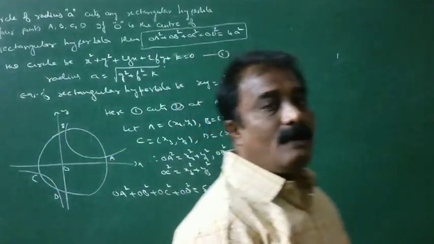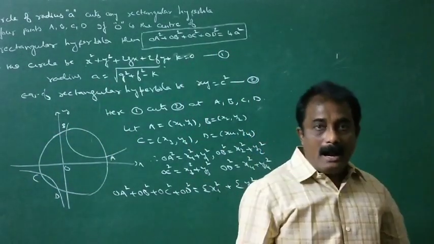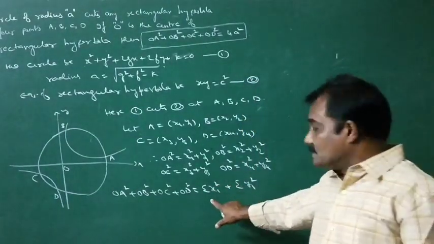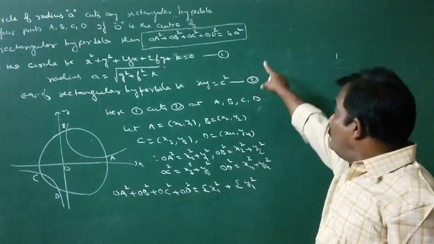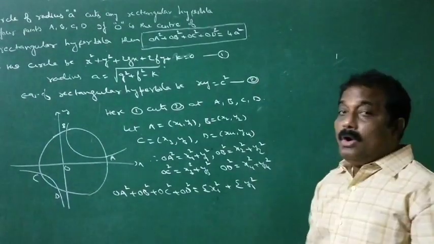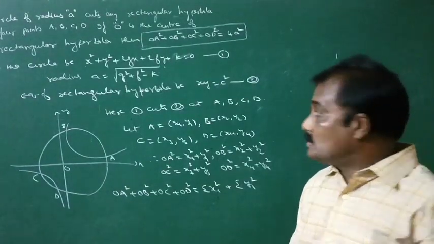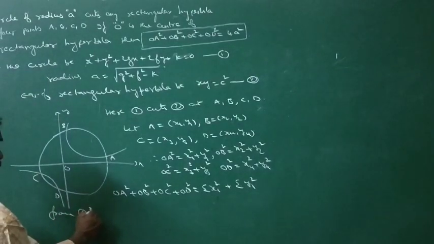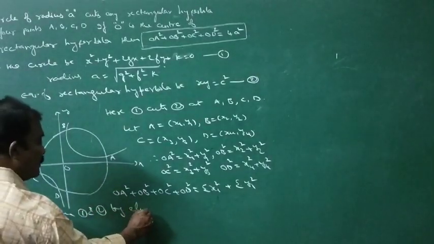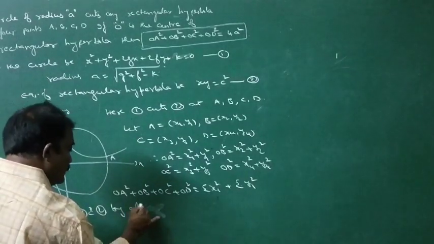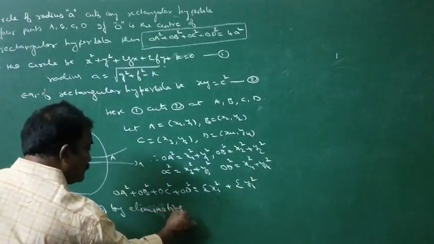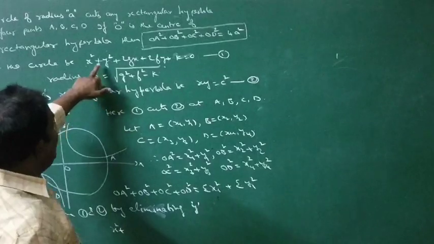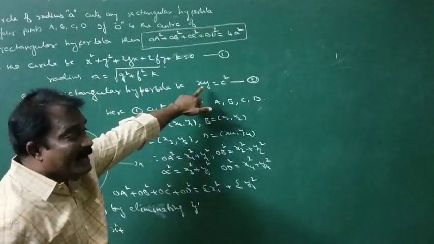Okay. Now we have to find the values of sigma x1 square and sigma y1 square. For that, first of all, we are finding the value of sigma x1 square. For that one, from equations 1 and 2, we have to eliminate y. So, from 1 and 2, by eliminating y, x square plus, in place of y, we have to substitute c square by x.